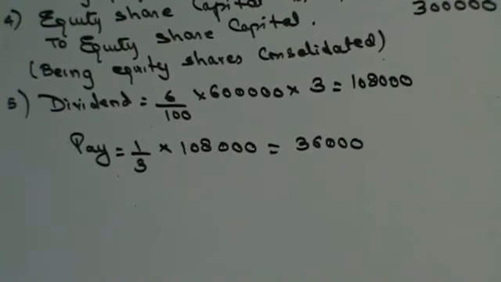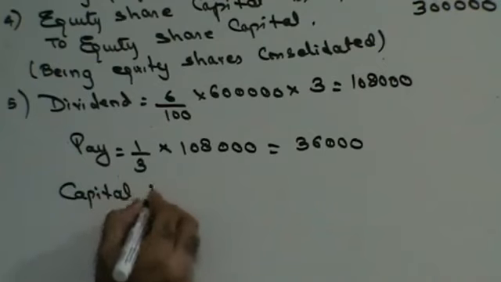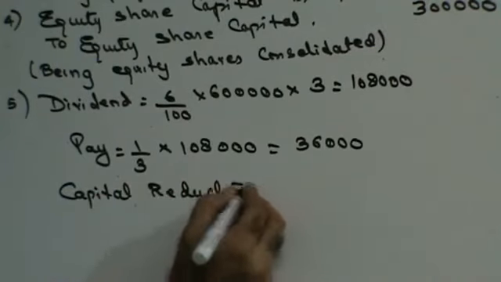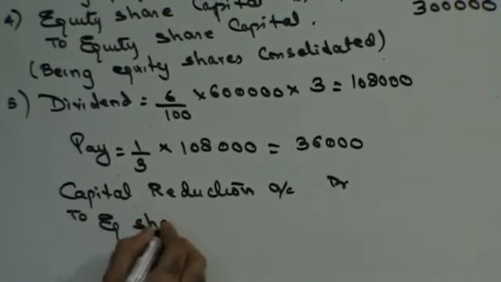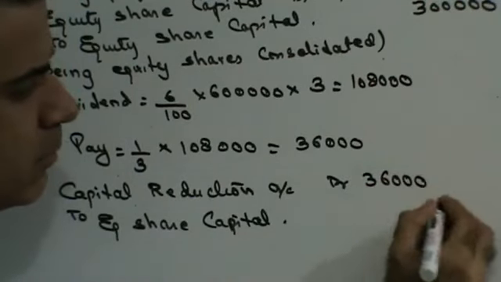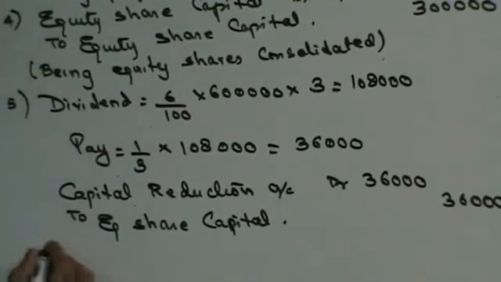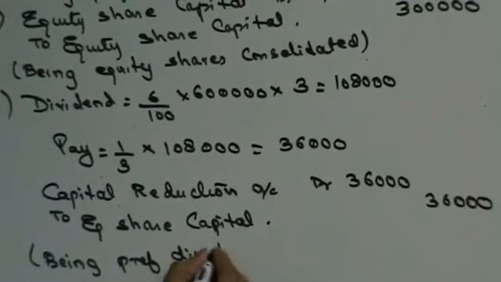And how I have to pay them is to receive equity shares for the balance. I have to pay them in terms of equity shares. Debit what comes in, credit what goes out. Equity shares are going out. Now the word preference dividend is not there in the balance sheet. Since it is not there in the balance sheet, I cannot use it in the journal. So in this case, this will be capital reduction account debit to equity share capital. Amount is going to be 36,000. Being preference dividend paid.